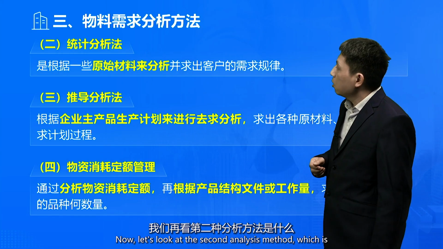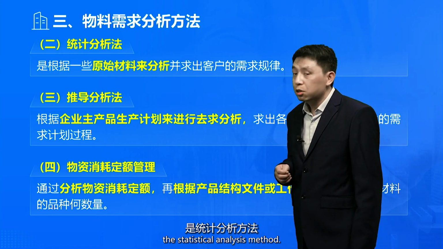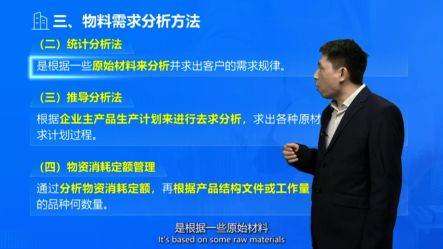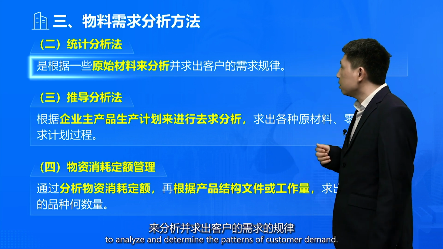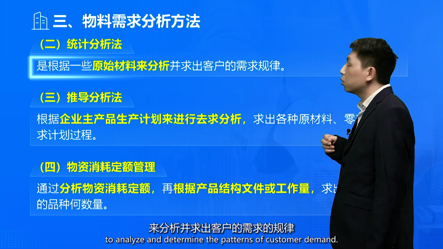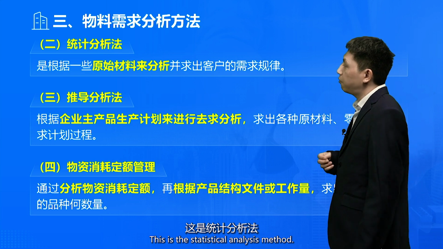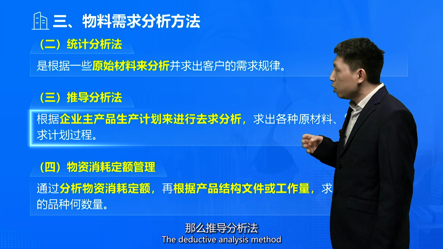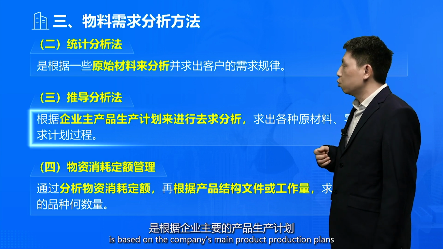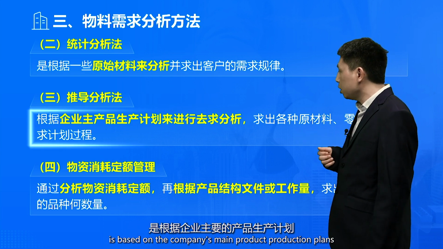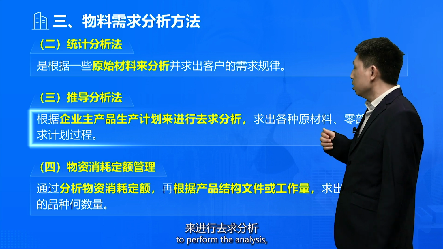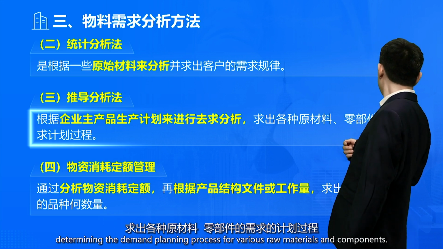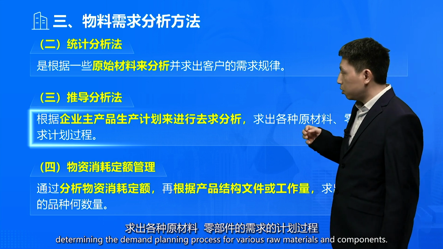Now, let's look at the second analysis method, which is the statistical analysis method. It's based on some raw materials to analyze and determine the patterns of customer demand. This is the statistical analysis method. There is also a third method. The deductive analysis method is based on the company's main product production plans to perform the analysis, determining the demand planning process for various raw materials and components.